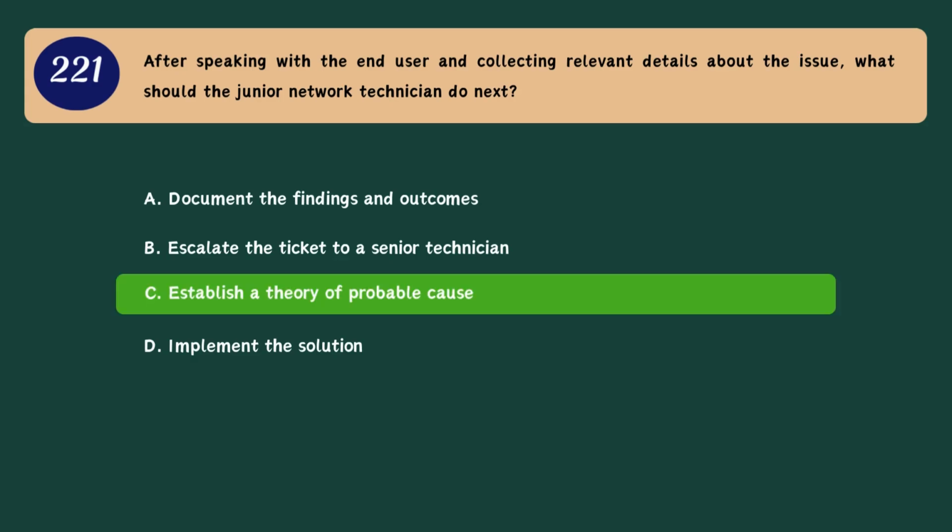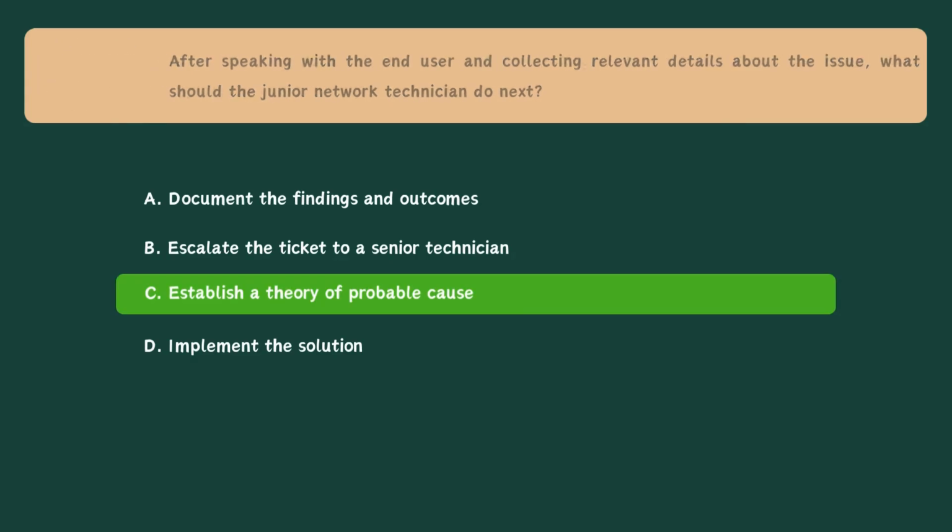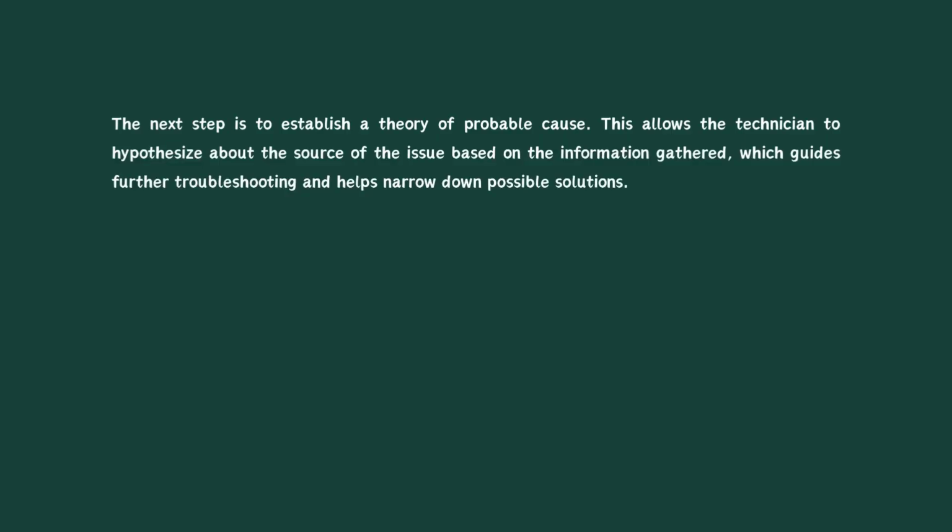Correct answer. C. Establish a theory of probable cause. The next step is to establish a theory of probable cause. This allows the technician to hypothesize about the source of the issue based on the information gathered, which guides further troubleshooting and helps narrow down possible solutions.